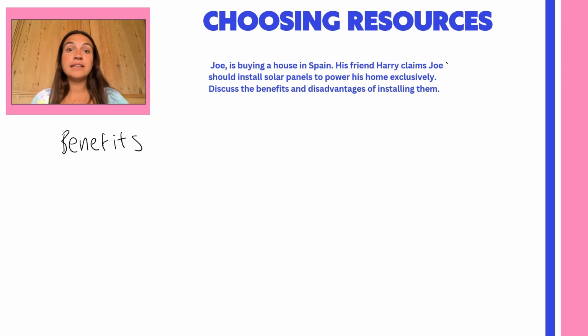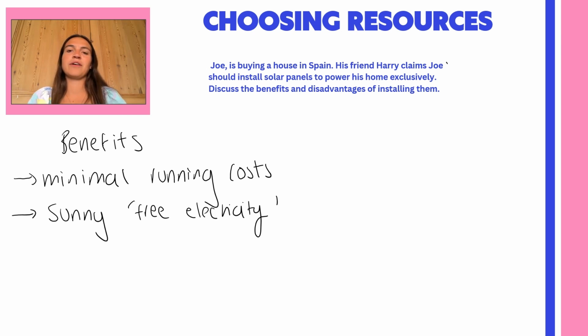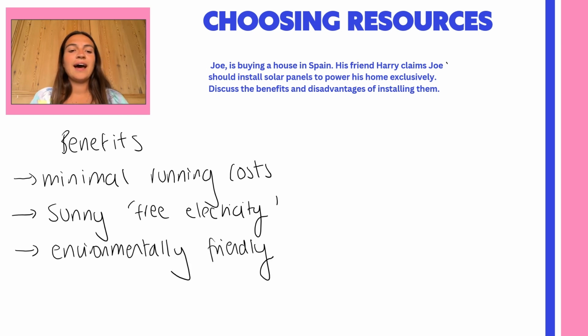Okay, so let's start with the benefits. A particular benefit of solar panels is that there are minimal running costs. In fact, when it is sunny outside, you are going to get effectively free electricity. Since we've been told in the question that this house is in Spain, it's quite likely to be sunny a lot of the time. They are also quite environmentally friendly, because whilst they are running they do not emit any greenhouse gases.